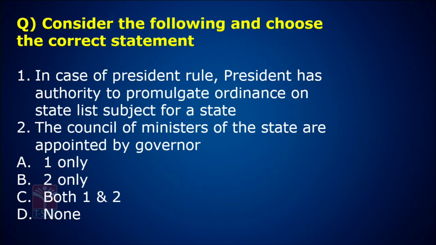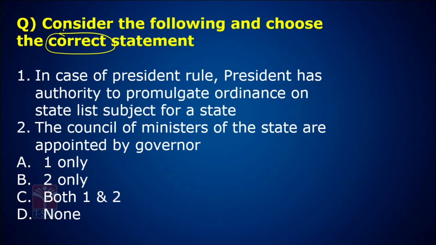Consider the following and choose the correct statement. Okay, now, correct statement. In case of the President rule, the President has the authority to promulgate ordinance on the state list subjects for a state. The Council of Ministers of the state are appointed by the Governor. Now look at the screen.